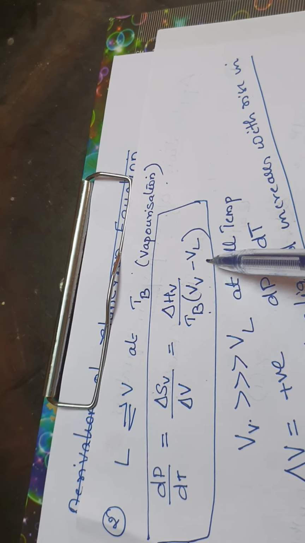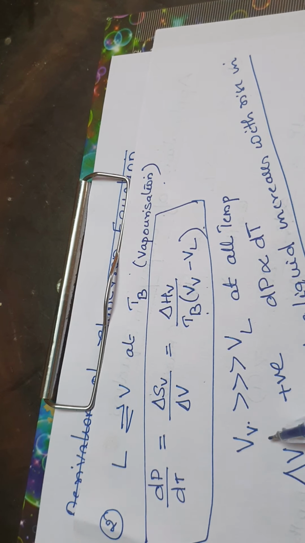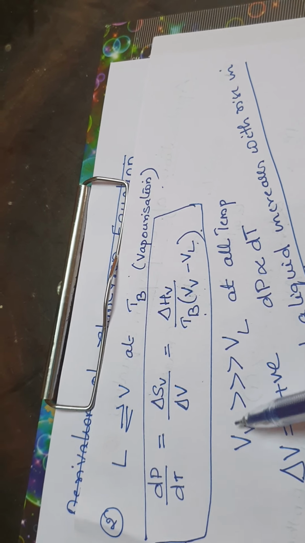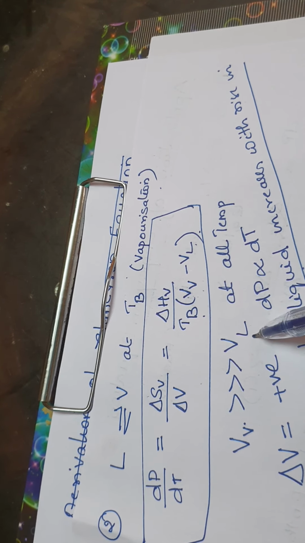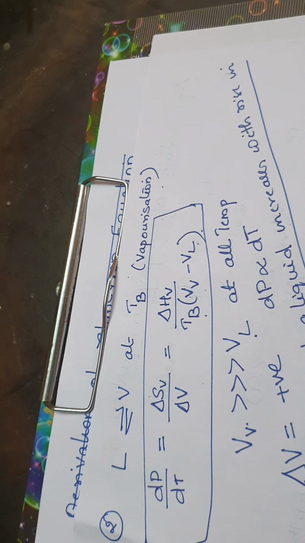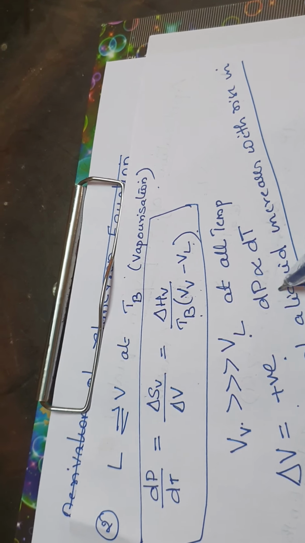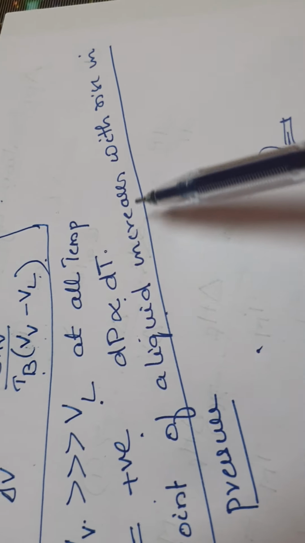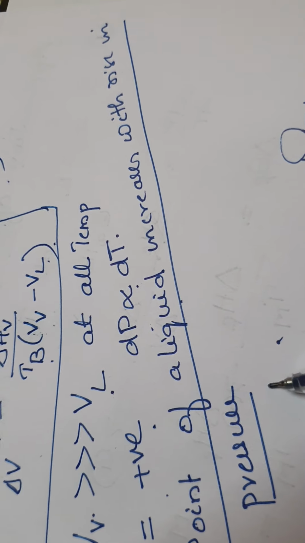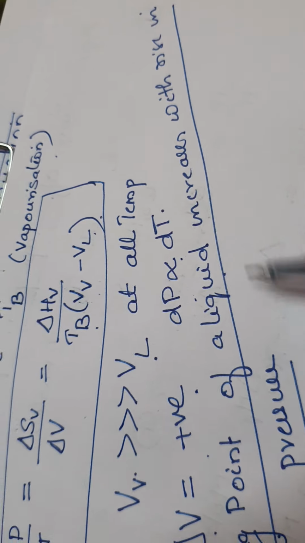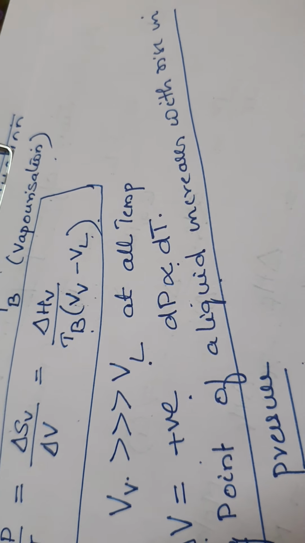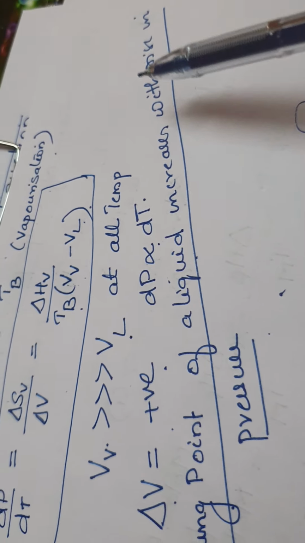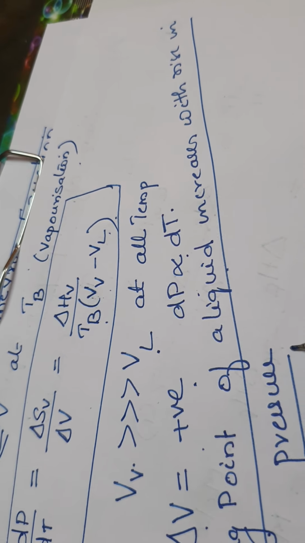into (V_v minus V_l). And if you take the case of the volume of vapor and liquid, we can say volume of vapor is always greater than volume of liquid, and therefore delta V will be positive. So dP is directly proportional to dT, and boiling point of a liquid increases with rise in pressure. This is common only, there is no anomalous behavior. Okay, so boiling point of any liquid increases with rise in pressure.